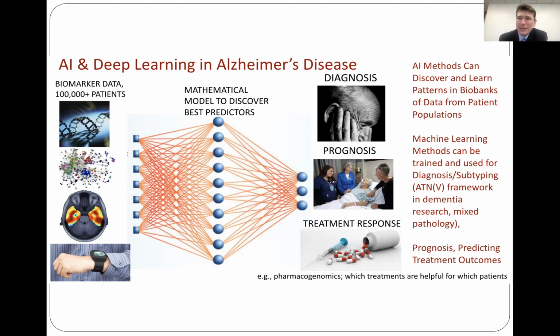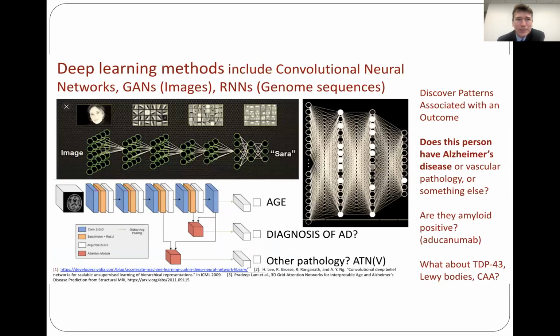Obviously, AI methods can discover and learn patterns in biobanks of data from patient populations, including predictors that we may not have thought about. And in dementia research, there's a lot of interest in training methods to do diagnosis and subtyping of dementia, looking at the different processes, amyloid, tau, atrophy, and vascular disease that can often be mixed, and having the algorithm discover these and use them to predict treatment response.